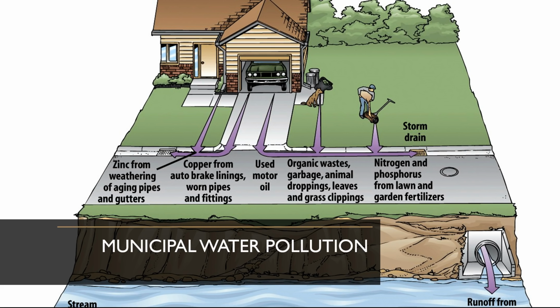All right. So again, when we talk about agricultural pollution, we're talking about fertilizer and pesticide runoff or animal waste. And we're talking about municipal water pollution. We're talking sometimes yard fertilizer, but a lot of it's like used motor oil or coolant or trace metals from building materials and stuff like that.